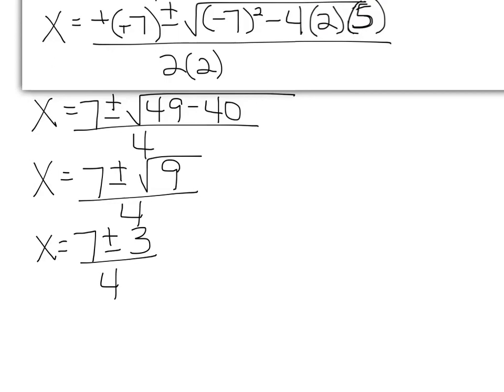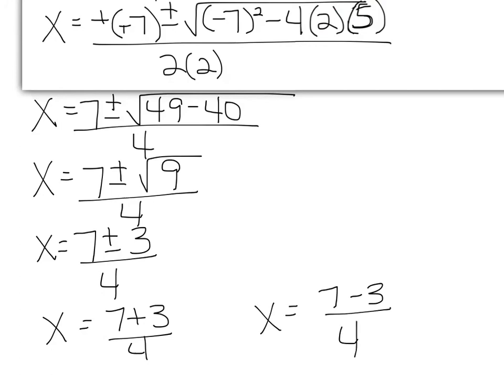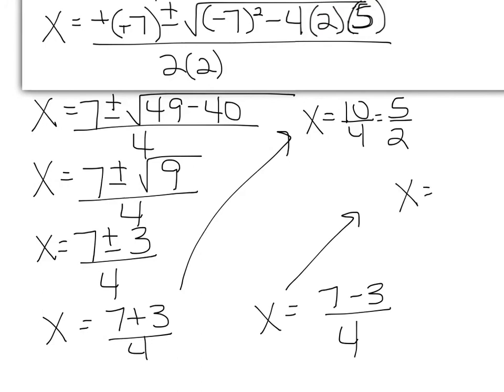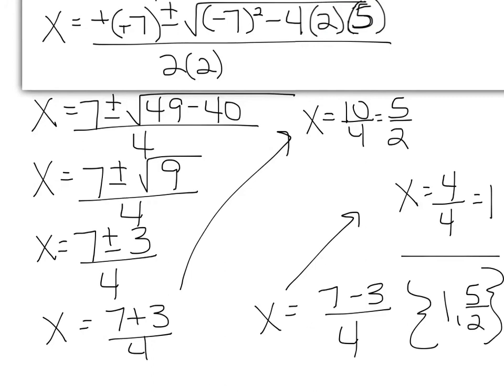Now we can go ahead and split this up. x equals 7 plus 3 over 4, and x equals 7 minus 3 over 4. 7 plus 3 is 10, so I have x equals 10 over 4, which will reduce to 5 over 2. And then I've got x equals 7 minus 3 is 4 over 4, which is 1. So your solution set is 1 and 5 halves. Those are your two answers.